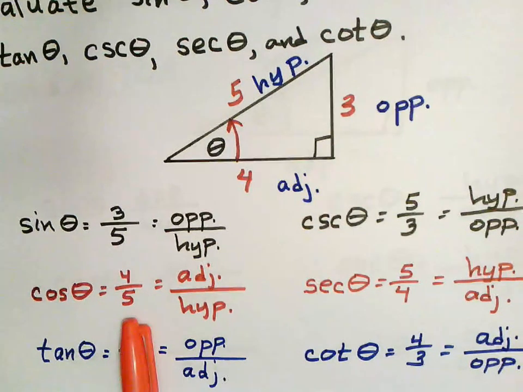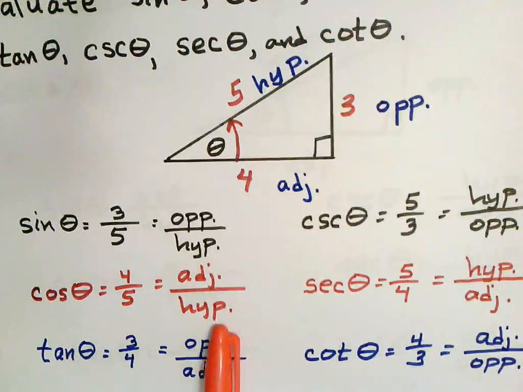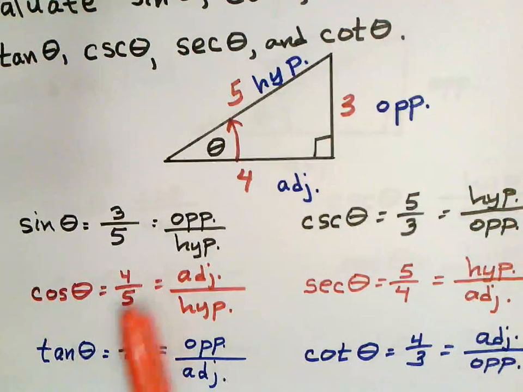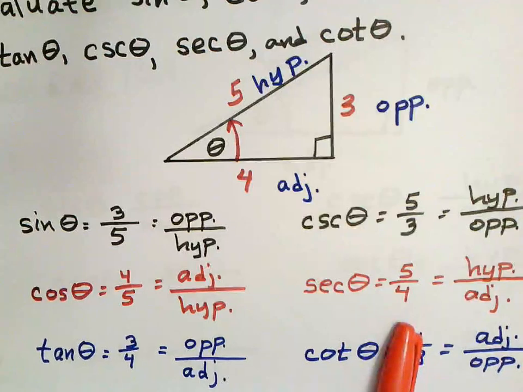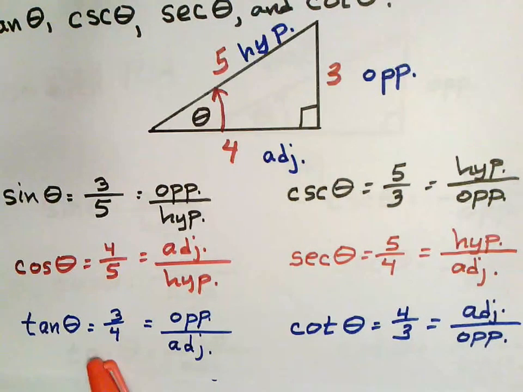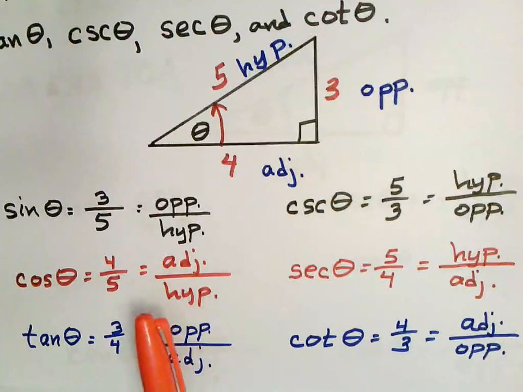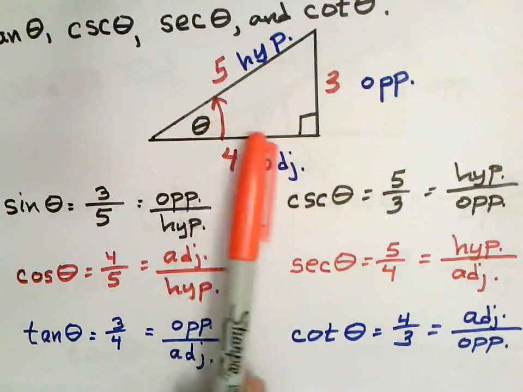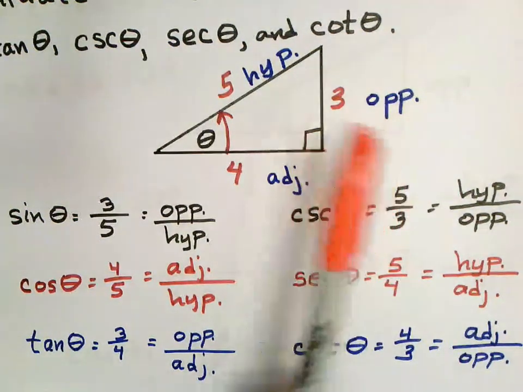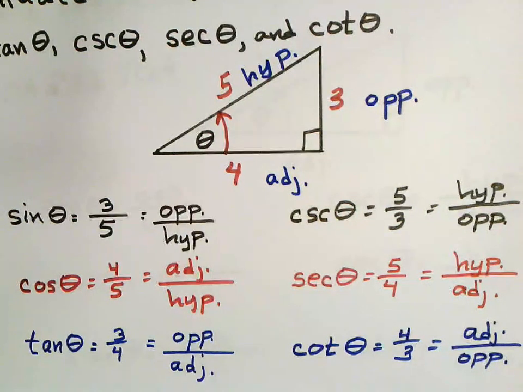Cosine is 4 over 5, the adjacent side over the hypotenuse. And secant is the reciprocal of cosine. So if cosine is 4 over 5, then secant of theta is 5 over 4. Tangent of theta is 3 over 4. Tangent is opposite over the adjacent. And cotangent is reciprocal of tangent. So if tangent of theta is 3 over 4, then the cotangent will be 4 over 3. So here we have found the value of the 6 trigonometric functions using this ratio. And remember, we had to label the sides: adjacent, opposite, and hypotenuse. Let's look at another example.